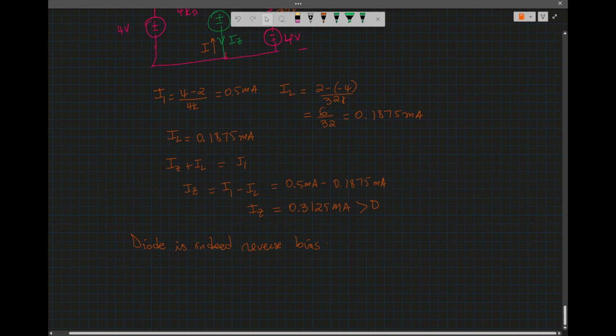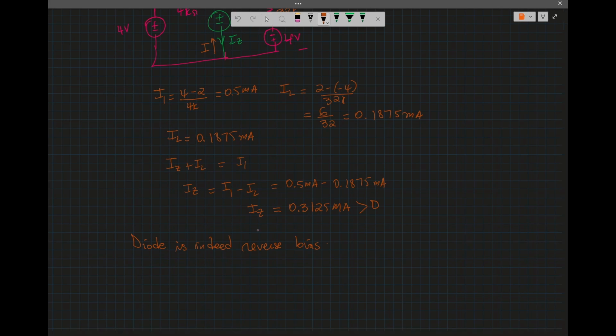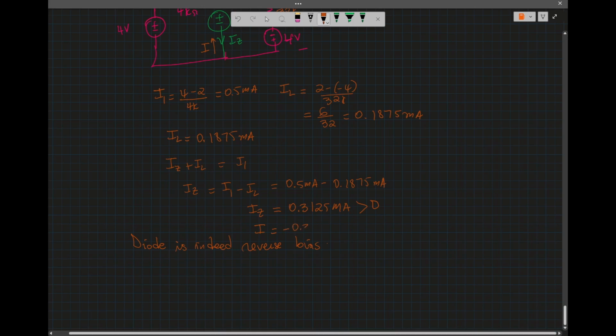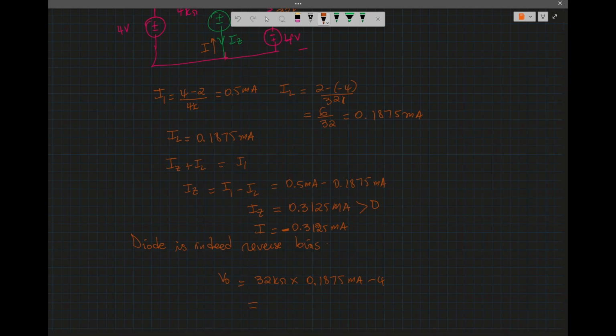So what do we need to find? So we know that I equal to negative 0.3125 milliamp, and V0 will be equal to 32 kilo ohm times the current I load, which is 0.1875 milliamp minus 4 volt. So it's 32 times 0.1875 minus 4.